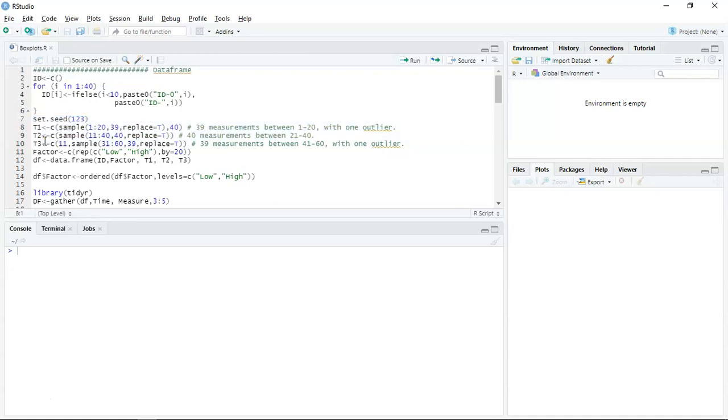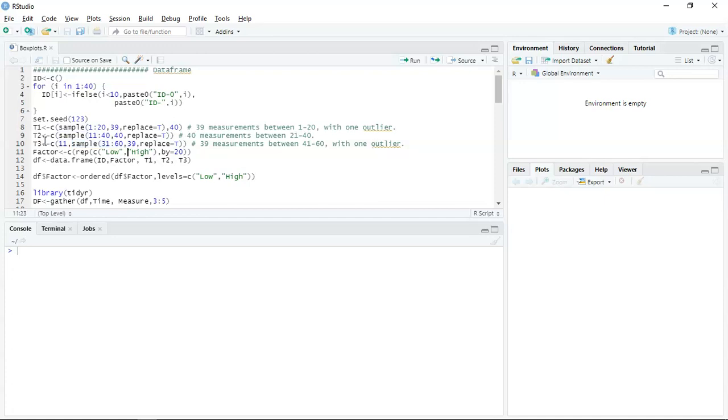For the first time point, I want there to be an outlier because it's mainly for the graph that I want us to look at. So on the first time point here, there are 39 numbers randomly selected between 1 and 20, and then there's going to be an outlier at the very end of a value of 40. At the second time point, there are actually going to be 40 numbers randomly selected between 11 and 40. At the third time point, there is a value at the start of 11, and then I'm randomly selecting 39 numbers between 31 and 60.